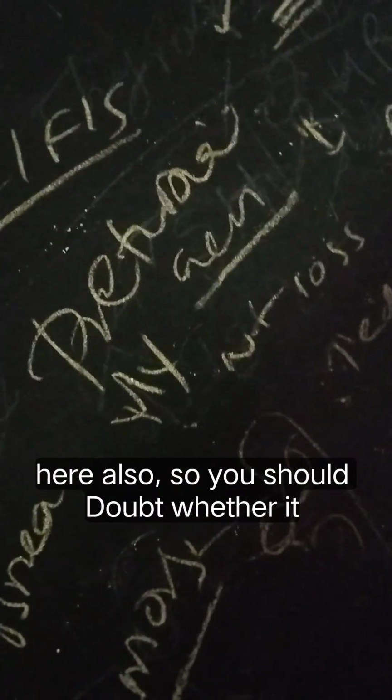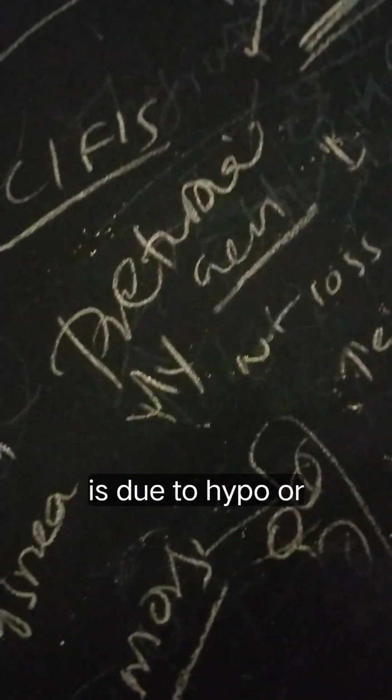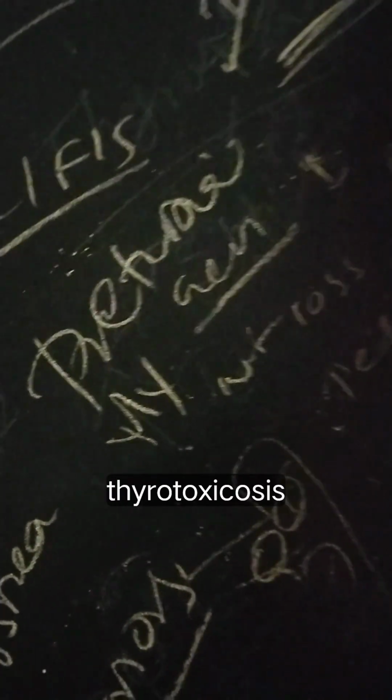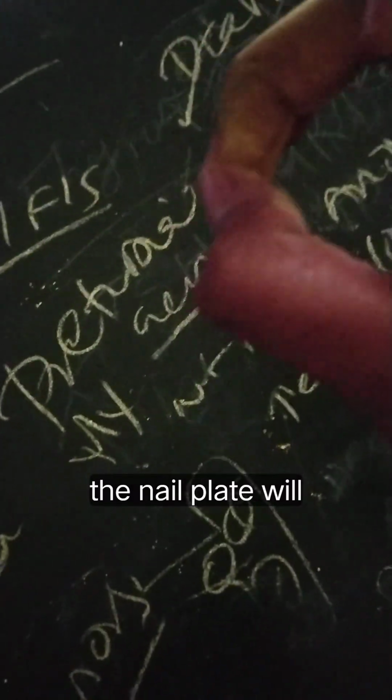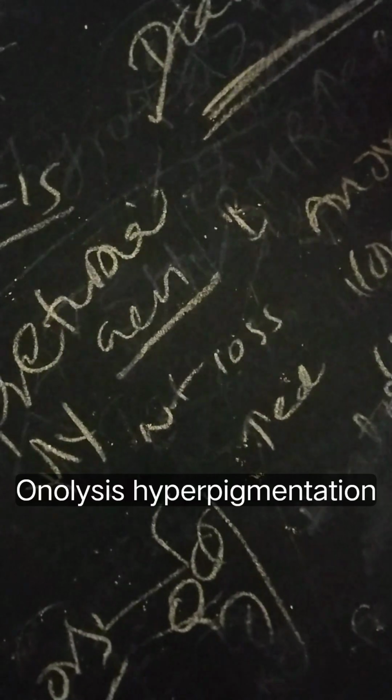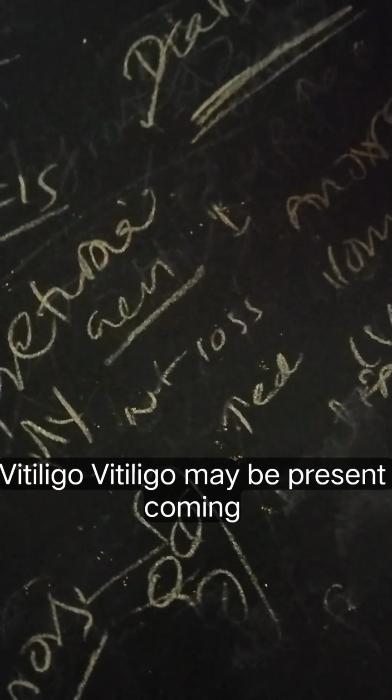Pretibial myxedema is present in hypothyroidism as well as here also. So you should rule out whether it is due to hypothyroidism or thyrotoxicosis. Onycholysis means the nail plate will be peeled off, coming off. On onycholysis, hyperpigmentation will be seen. Vitiligo may be present. Coming to the genitourinary system, the patient may complain of amenorrhea or oligomenorrhea.